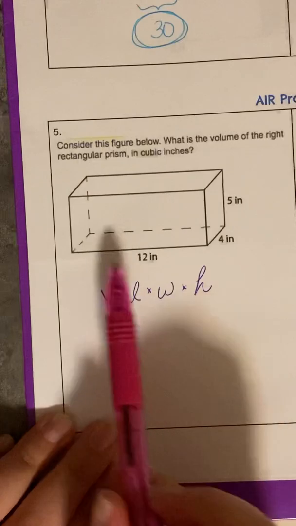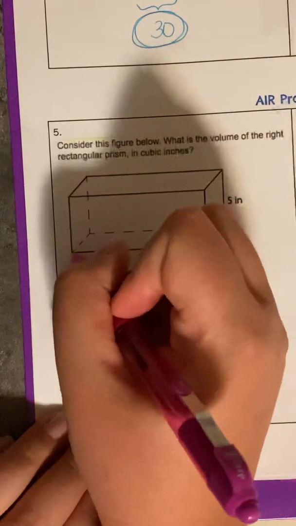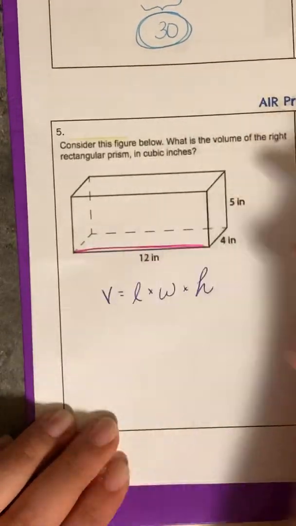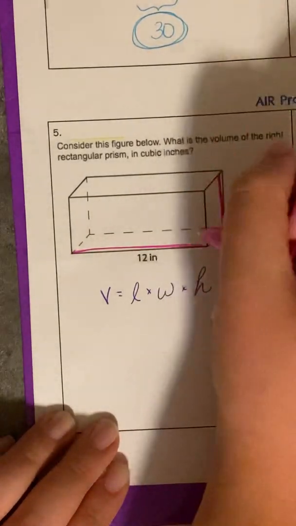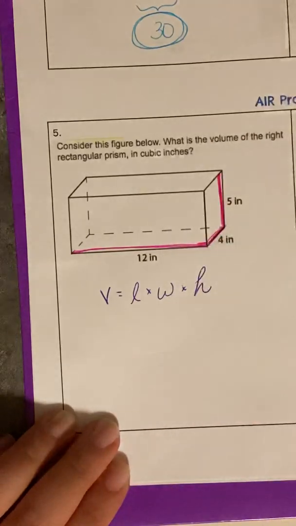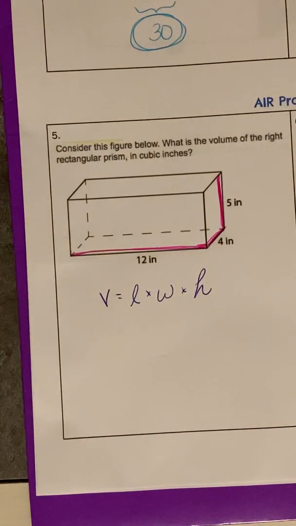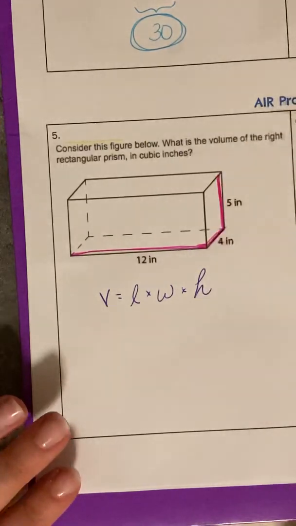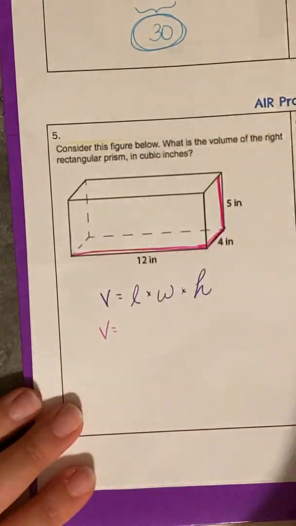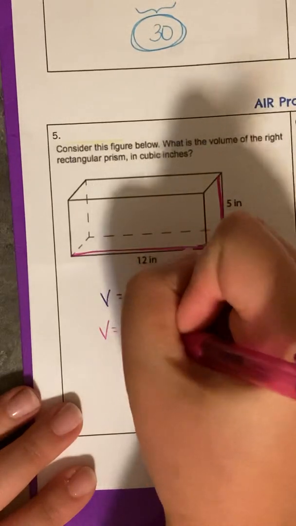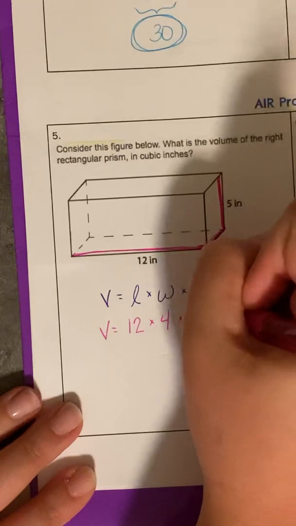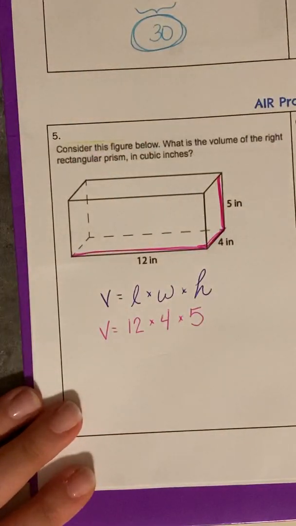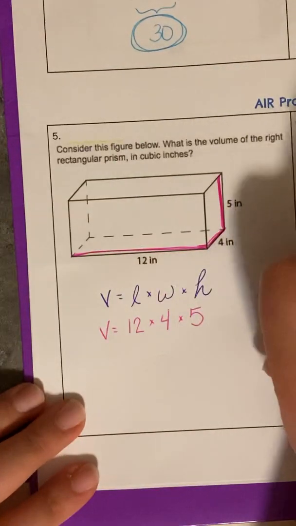Our length here is 12. So we have a length, we have a width, and we have a height. Now, since we're multiplying, the only operation here is multiplication, you can multiply these numbers in any order you wish. So I'm just going to do volume is length, which is 12, times width, which is 4, times height, which is 5. Now, let's do 12 times 4.